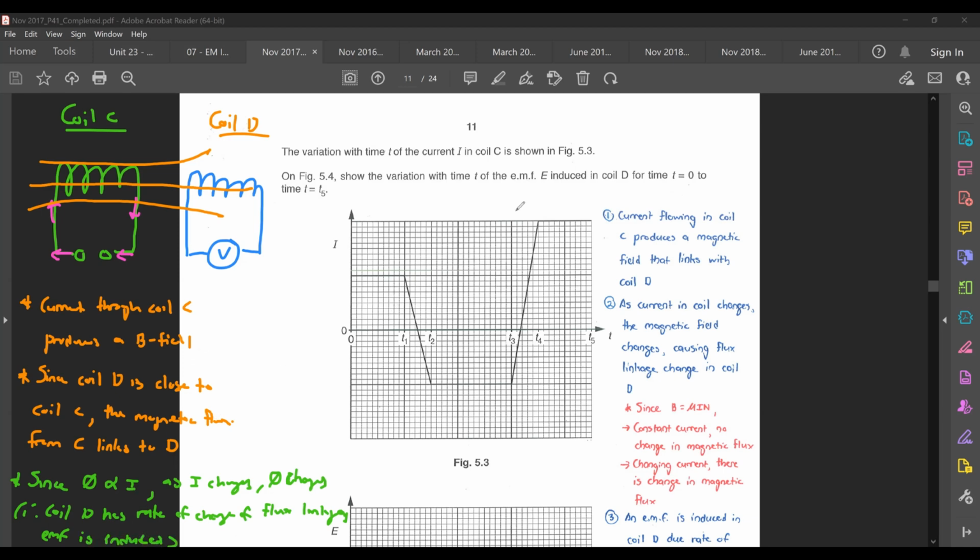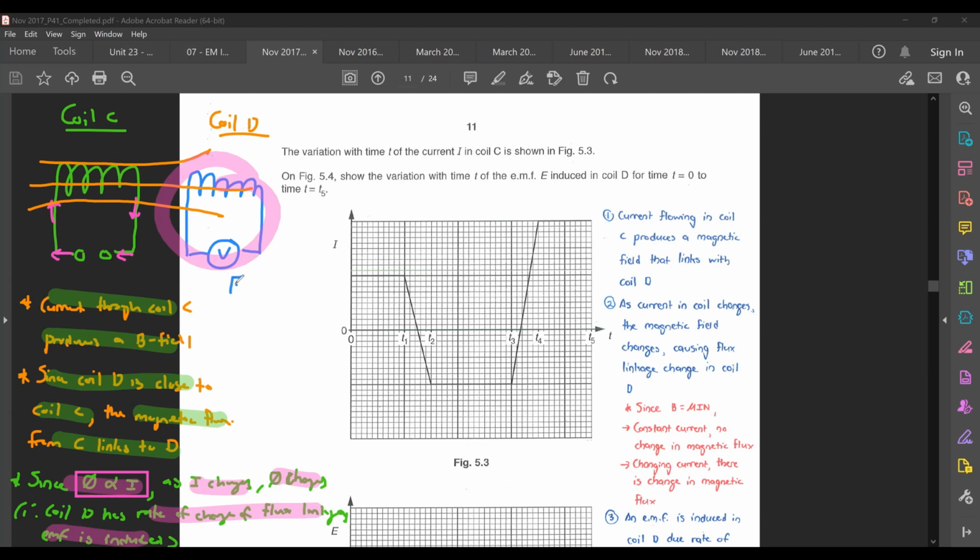So this is the sequence of events that you can actually use to understand this question. Current through coil C gives you a magnetic field. Because coil D is close to coil C, the magnetic flux from C links to D. And then since flux is proportional to current, as your current changes, your flux changes. Coil D will experience a rate of change of flux linkage, EMF will be induced. Okay, now you may be wondering why I say flux is proportional to current. It's due to some equations that you've learned before this.